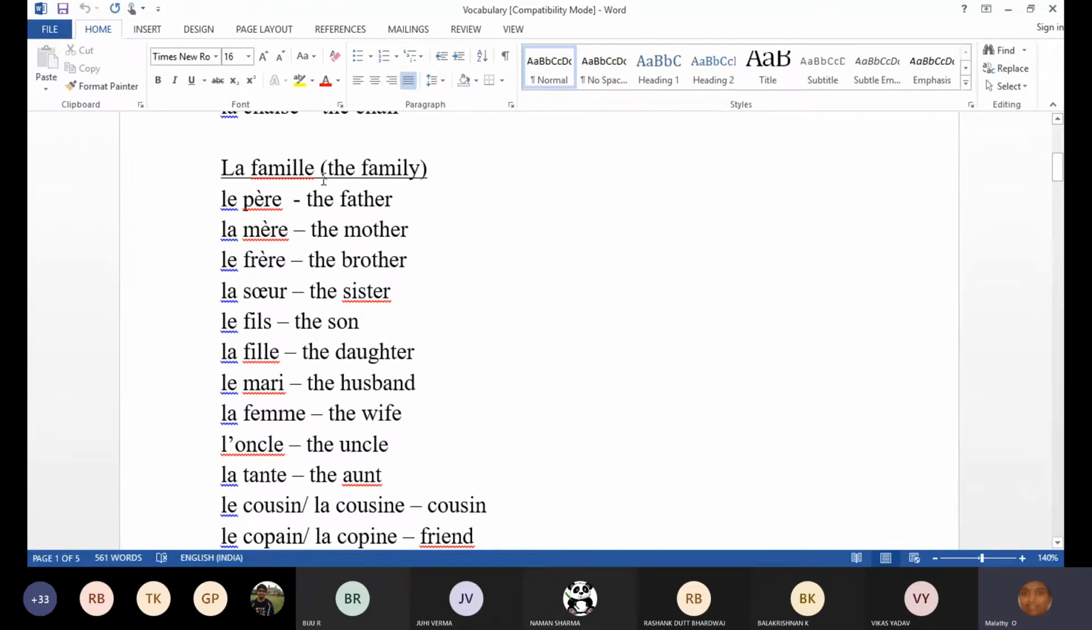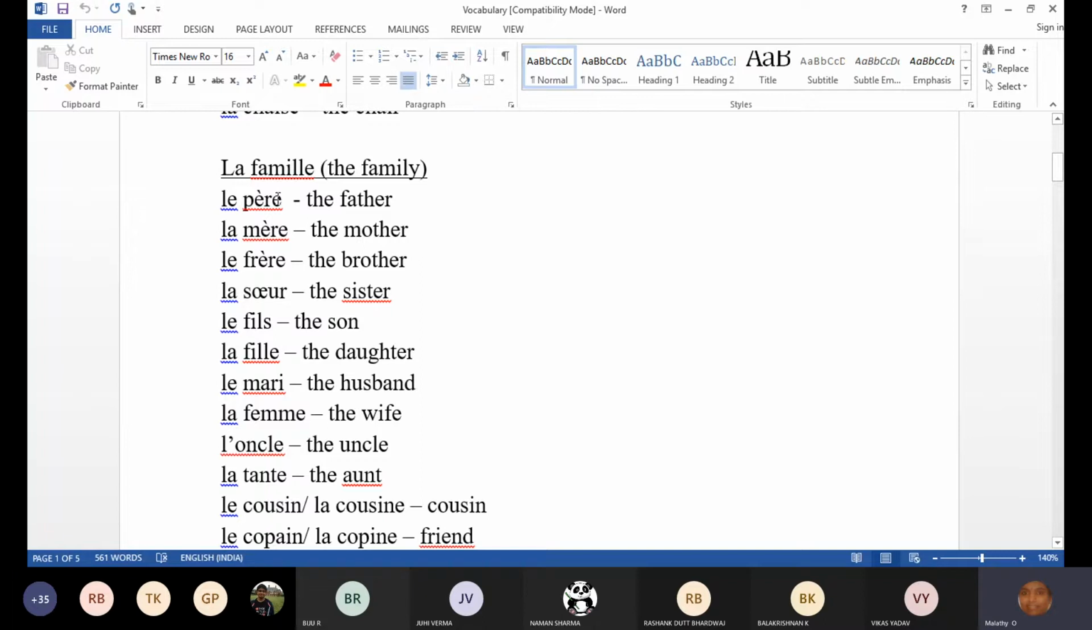So la famille, let me read the words. La famille, le père, la mère, le frère, la sœur, le fils, la fille, le mari, la femme, l'oncle, la tante, le cousin, la cousine, the masculine feminine form, le copain, la copine, the masculine and feminine form.